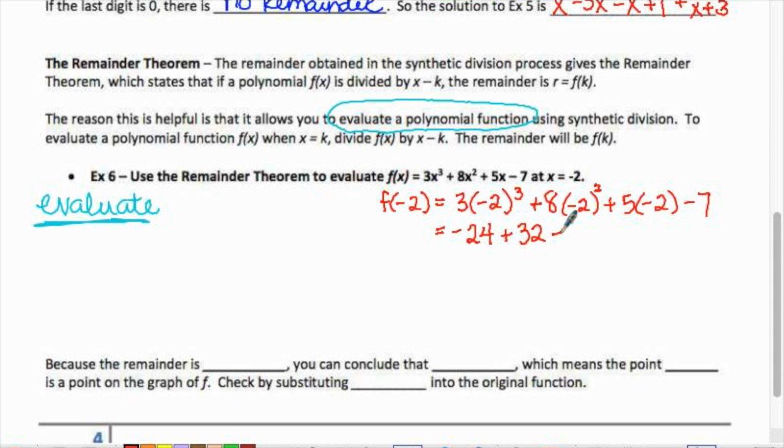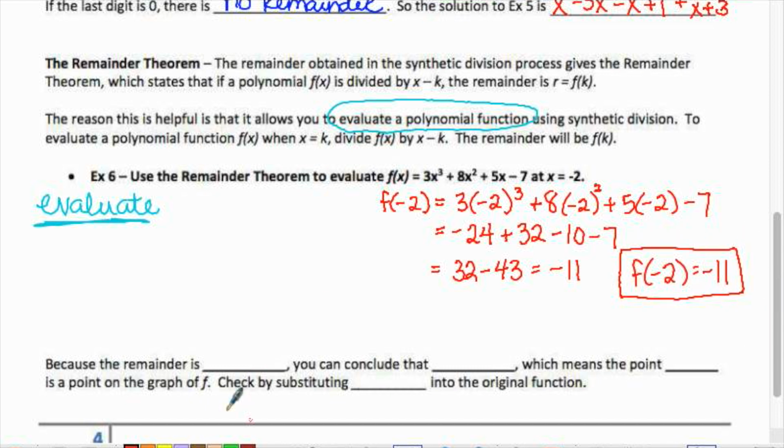5 times -2 is -10, and then our minus 7 at the back. All right, so let's see. -24 and -10 would make -34, and then -7 would make -43. So then 32 minus 43 would be -11. So then what you're telling me is f of -2 equals -11.